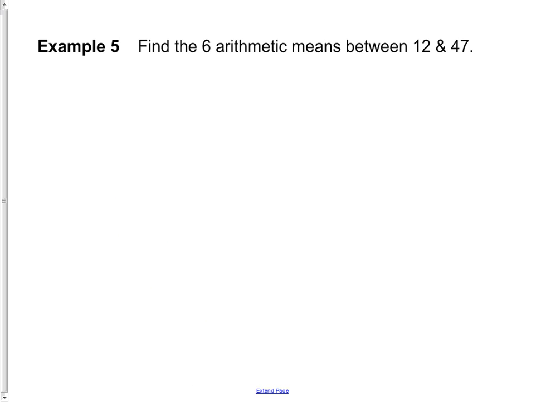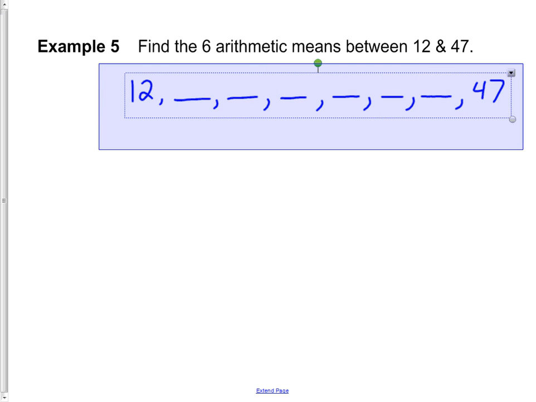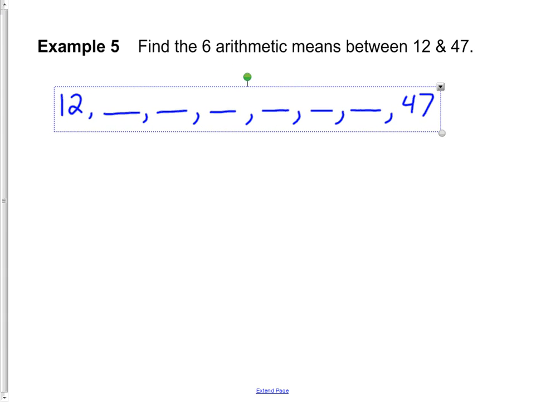And then the last thing that we want to do with our arithmetic sequences is we want to be able to find the 6 arithmetic means between 12 and 47. So what that means is I have 12, and then there's going to be 6 numbers, and then there'll be 47. So what I want to do is I want to find each one of those 6 numbers as I'm going through.